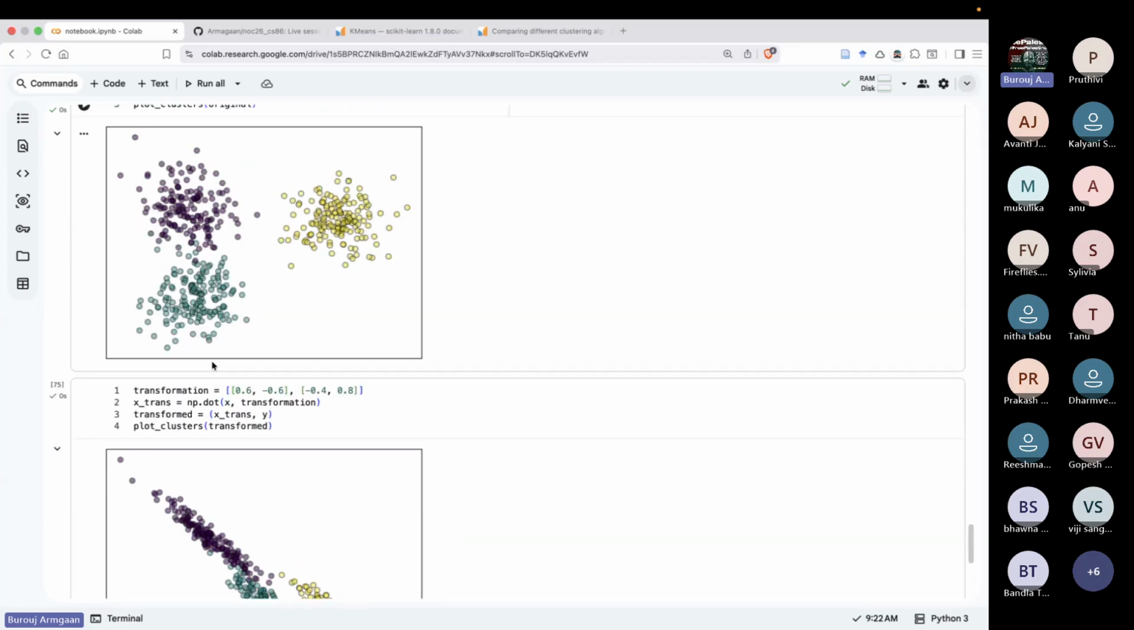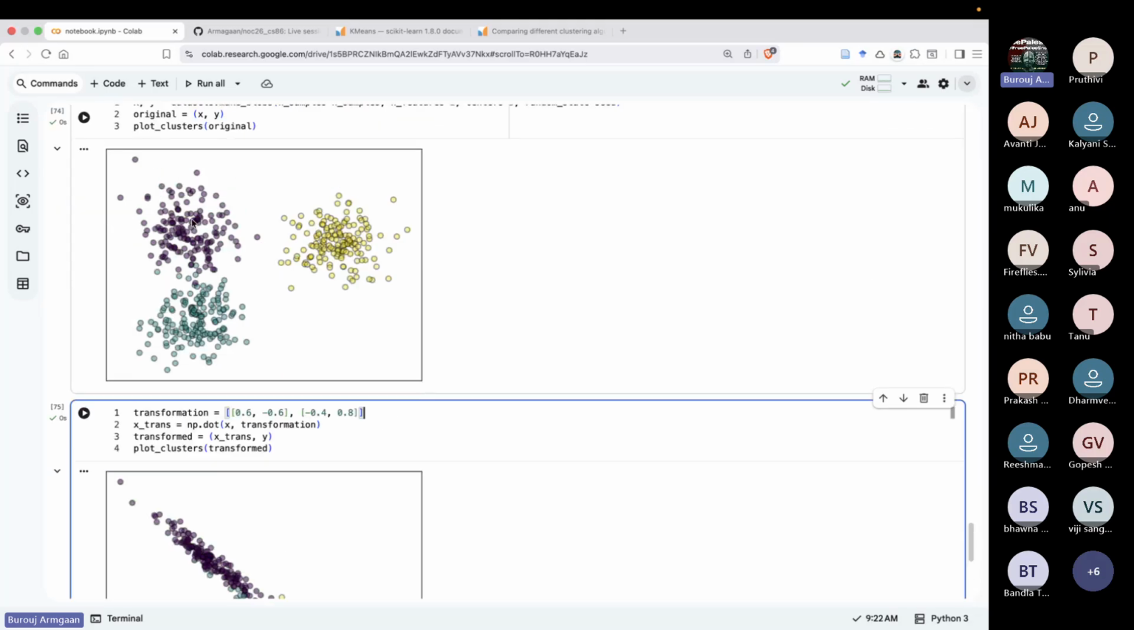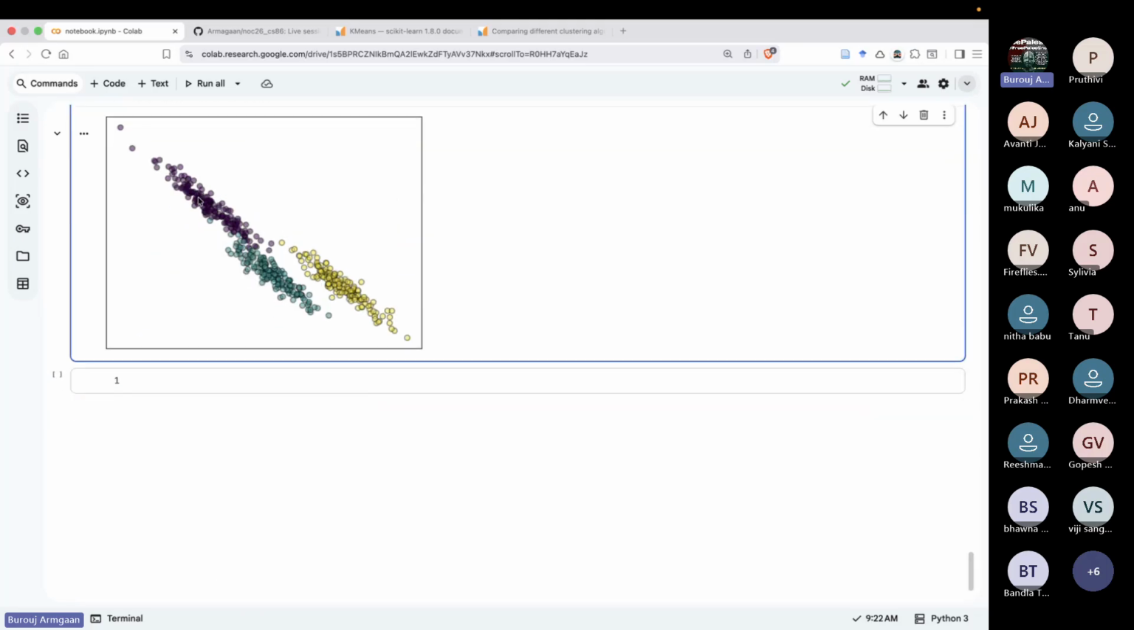This is essentially the same as this. We have just transformed it a bit. If you apply k-means on the original data set, you will get the perfect results because these are blobs, they have similar density, and they are cleanly separable. But if you were to apply k-means on this, what type of result do you expect?